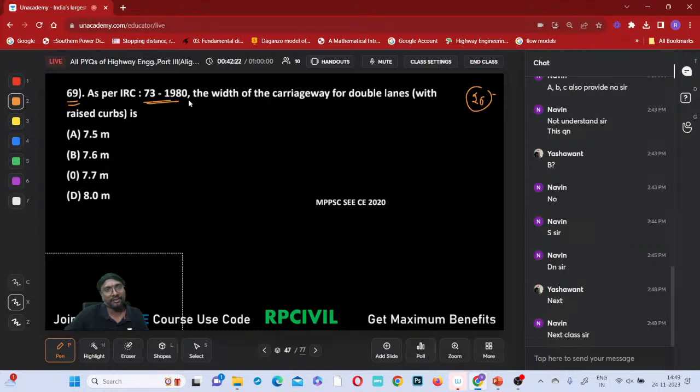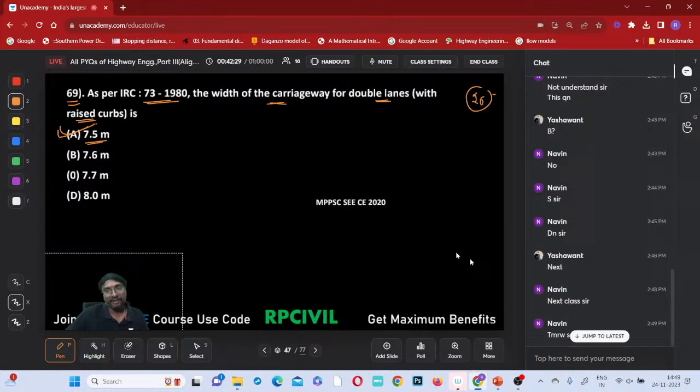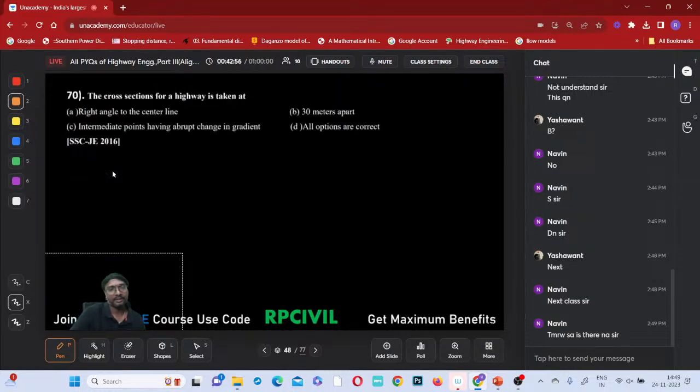As per IRC 73/1980, the width of the carriageway for double lanes, how much with raised curb? With raised curb, how much will it be? Yes, 7.5. Without curb, what is it? 7 meters, right? So tomorrow it is not there, day after tomorrow it is there. Tomorrow I am doing the structure analysis crash course. Today is the 24th; on the 25th and 26th, tomorrow I will be doing the structure analysis crash course at 2 p.m. and the next class will be this one, right? One day this one, one day that one, so both will be covered continuously, simultaneously.